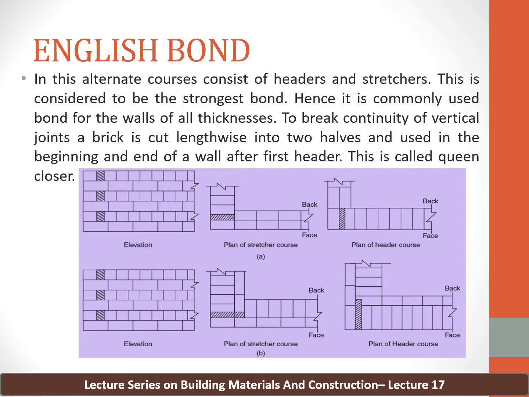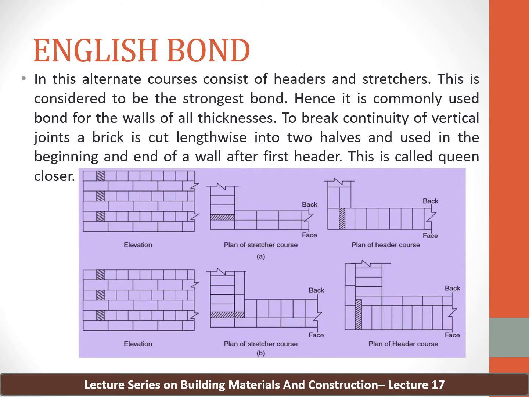In order to break the vertical joint in the successive courses, it is essential to place a queen closer after the first header, that is called the queen header, in each heading course. Also, only headers are used for the hearting of the thicker walls.